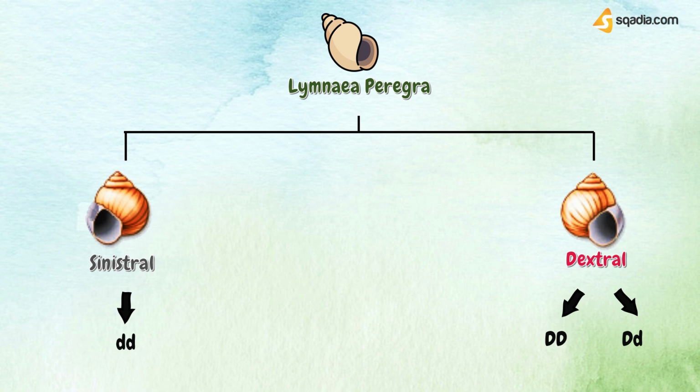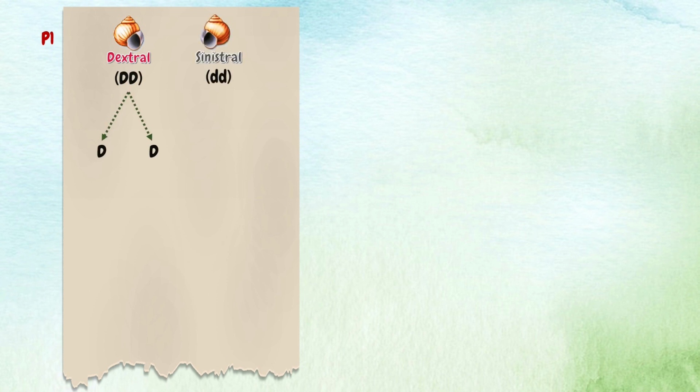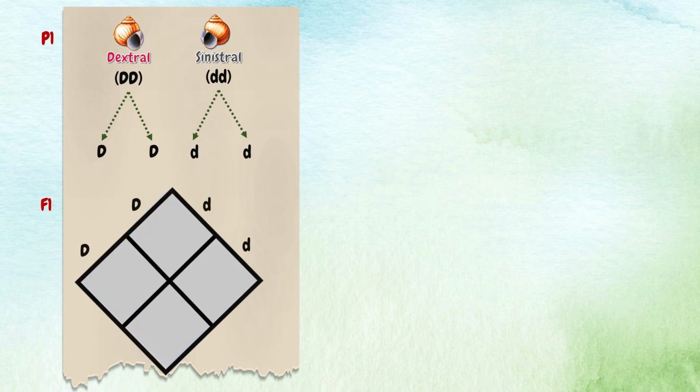Let's discuss it. Now, if a mating occurs between parents, such as the mother, which is purely dextral, and the father, which is sinistral, these gametes will be generated from the mother, and these gametes will be generated from the father, as a result of which, in the F1 generation, all offspring have capital D and small d. So, all offspring will be dextral, as capital D is dominant and it is from the mother.